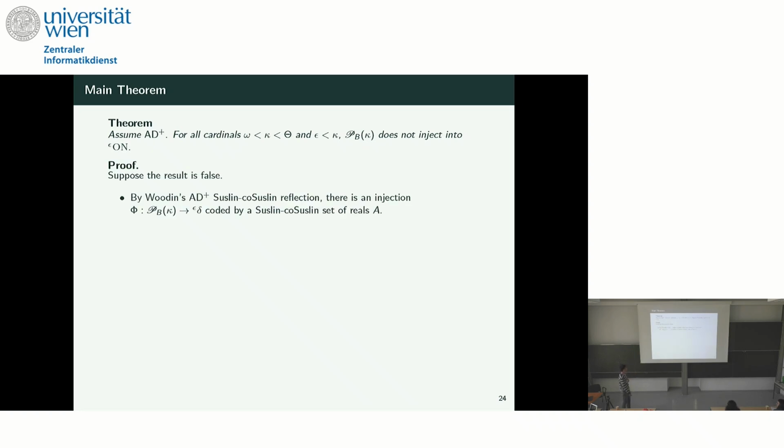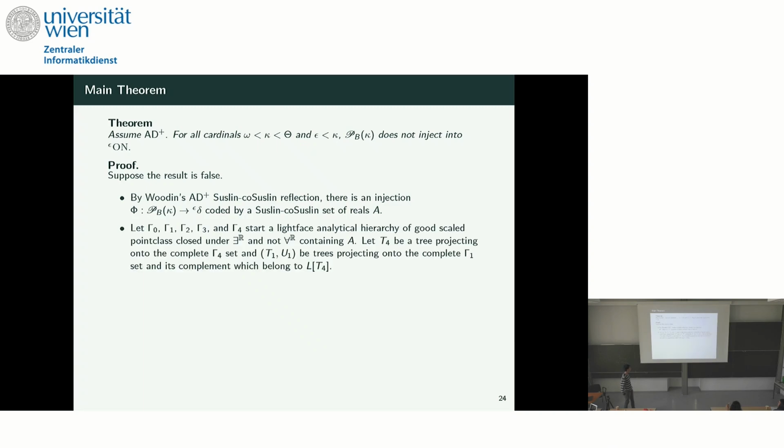Assume the result is false. Using Woodin's AD plus Suslin co-Suslin reflection, if you have a counterexample, you can find a counterexample phi from P(B) kappa into delta to the epsilon, which is coded by a Suslin co-Suslin set. This is basically the only genuine use of AD plus. Everything else is under AD plus DC_R. But this is a very substantial use of AD plus.